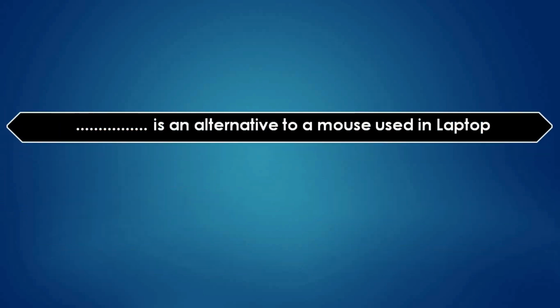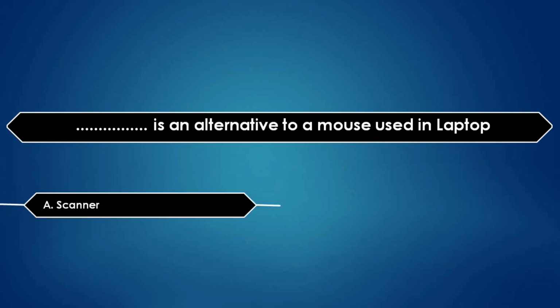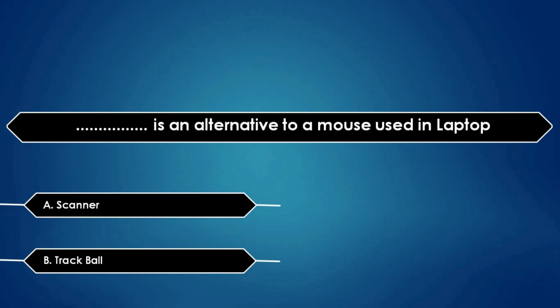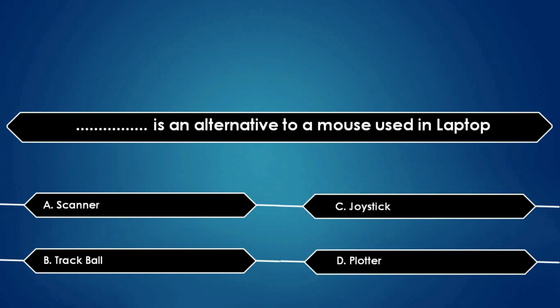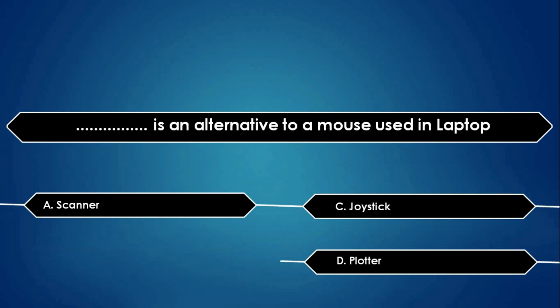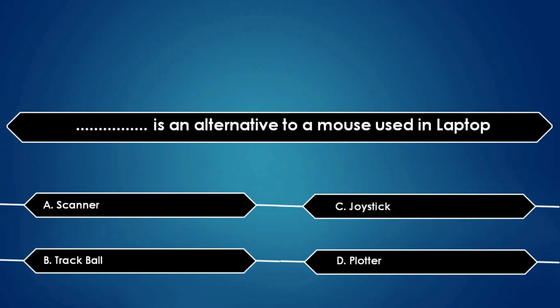Dash is an alternative to a mouse used in laptop. A. Scanner, B. Trackball, C. Joystick, D. Plotter. The right answer is trackball. So trackball is alternative to mouse which is used in laptop.